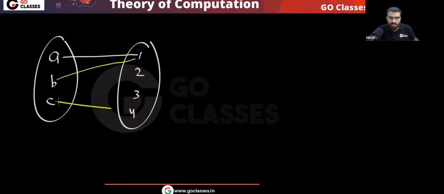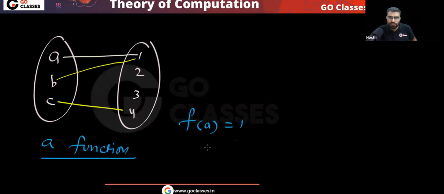Remember, in a function, this is completely fine. For example, let's assume you have a, b, c, and you have 1, 2, 3, 4. For example, a is mapping to 1, which means the image of a is 1, the image of b is 1, and the image of c is 4. This is also a function. You can notice every element has a unique image. Yes or no?